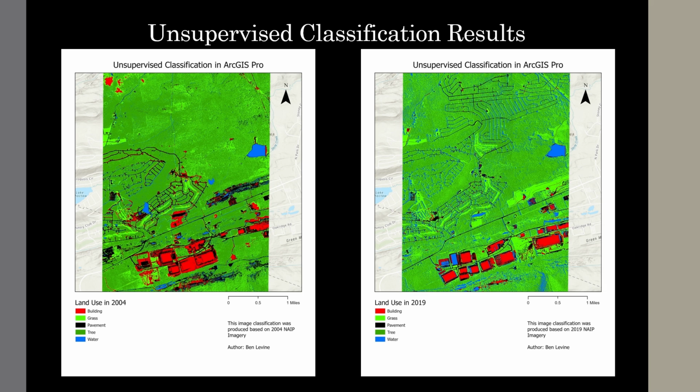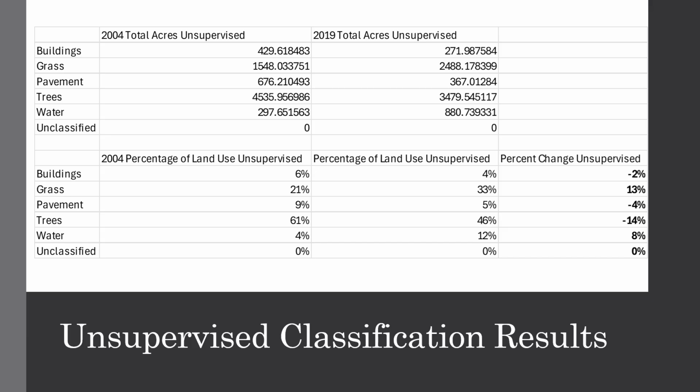The results of the unsupervised classification are shown here. Visually, we can see the new development in the north part of the 2019 imagery, and we can see a few new warehouses in the south section. It appears that there are some irregular buildings at the top of the 2004 imagery and some lakes that have been removed. The land cover change from 2004 to 2019 can be shown here in this table.